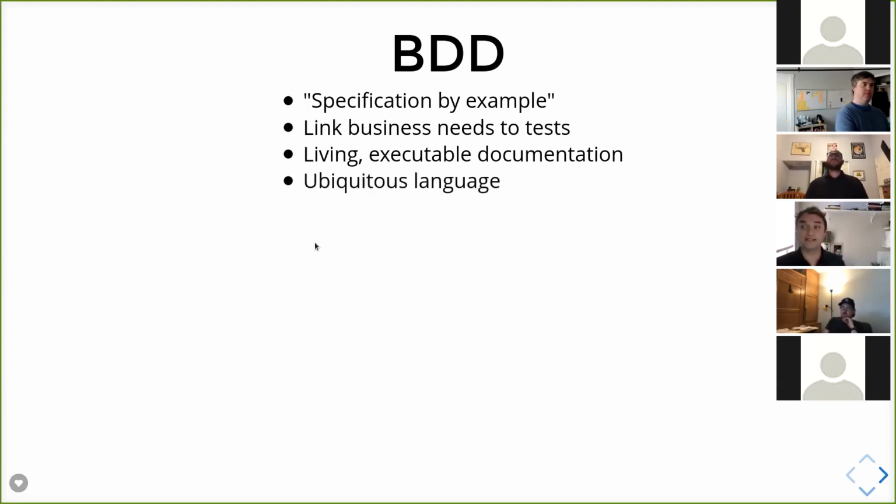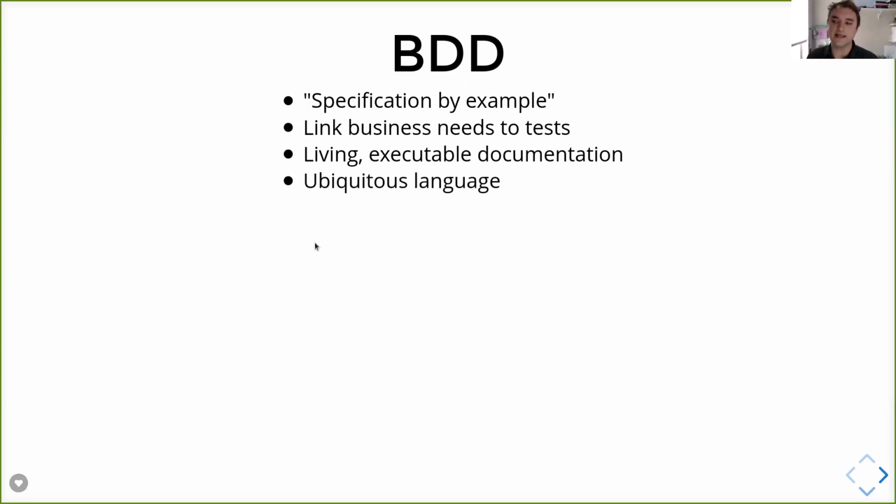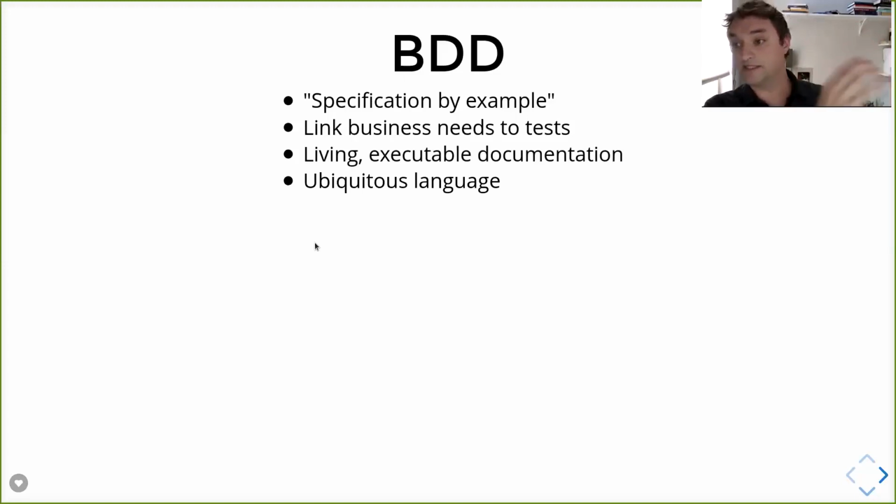Ubiquitous language is an idea that is pinched from domain-driven design, which is an earlier school of thought. And this idea is that when we're describing a specific concept in software, we use that when we're talking about it in business terms. We use it when we're talking about it in software terms. And I'll give you some examples of that in a sec.